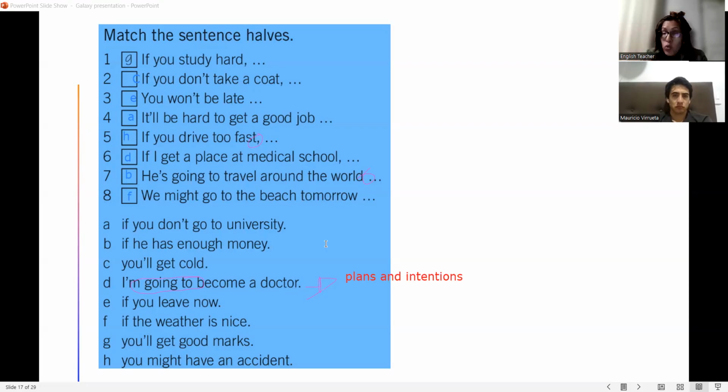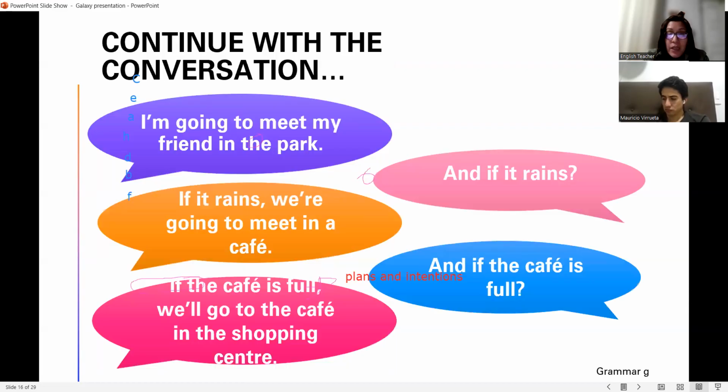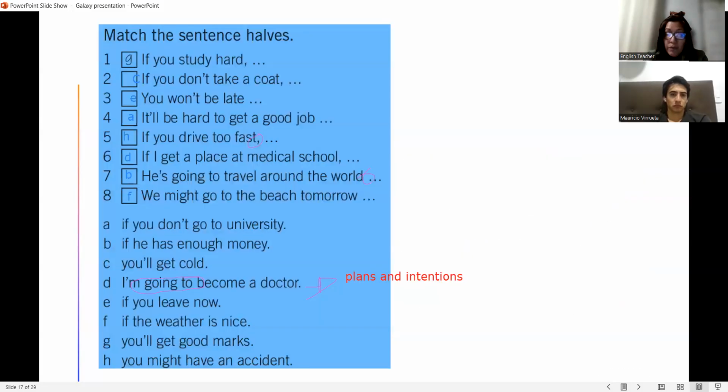We can use going to when you want to mention that this is a plan. Do you remember the previous example that was about the dialogue? It says, if it rains, we are going to meet in a cafe. Why? Because this is a plan, no? A plan with a friend. So as a plan, I am using going to at the beginning. Then I use will because everything changed, okay?